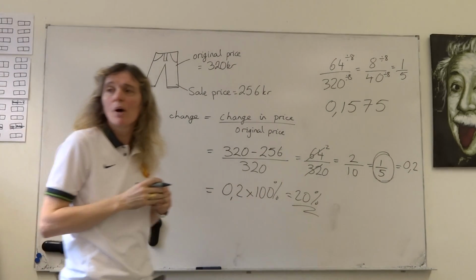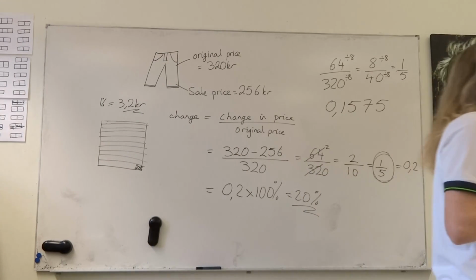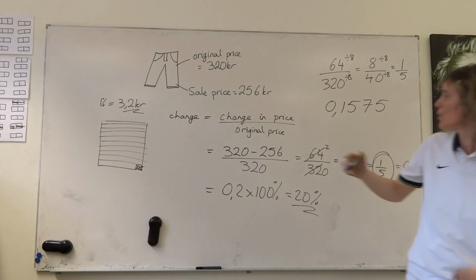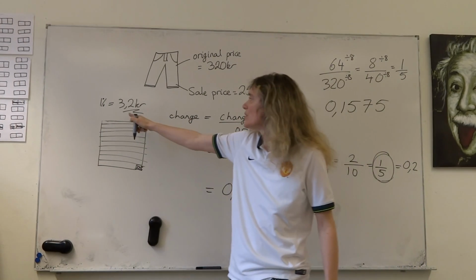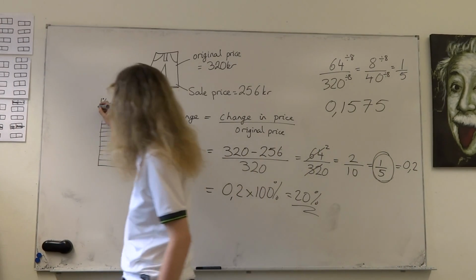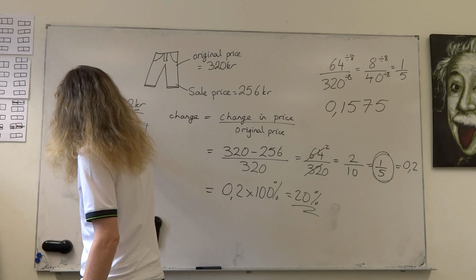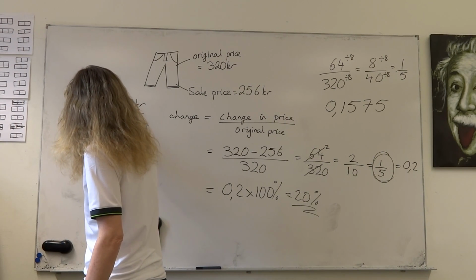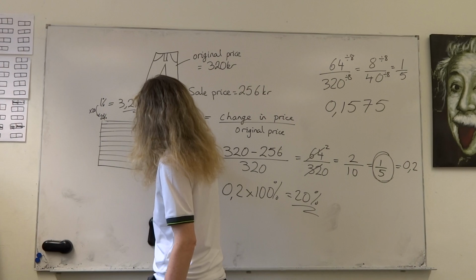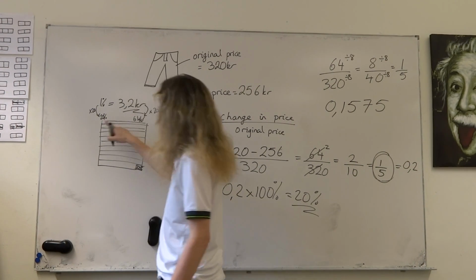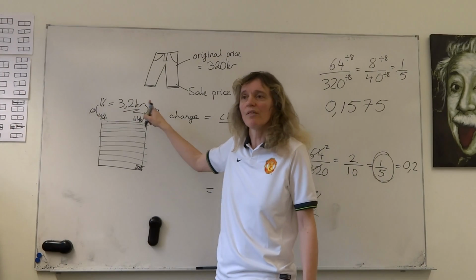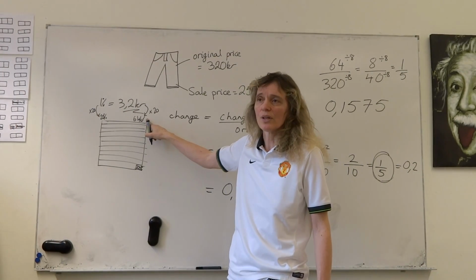And we're saying, how many percent have we reduced? We've reduced 64 kronas. How many percent is 64 kronas? Well, if we were to multiply 1% by 20, and 3.2 by 20, we'd get 64 kronas. So 20% is equivalent to 64 kronas.